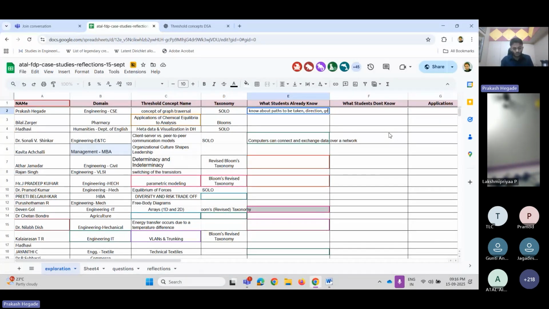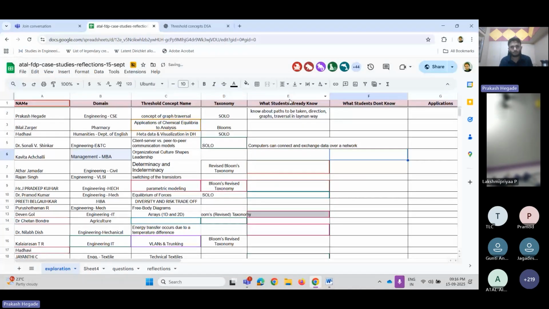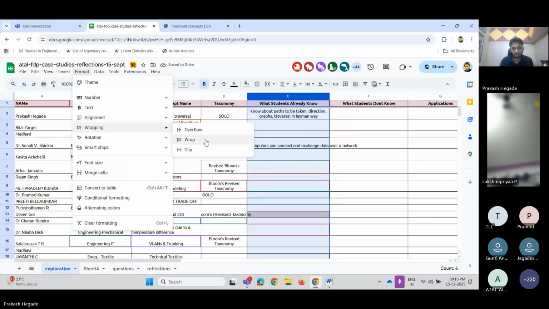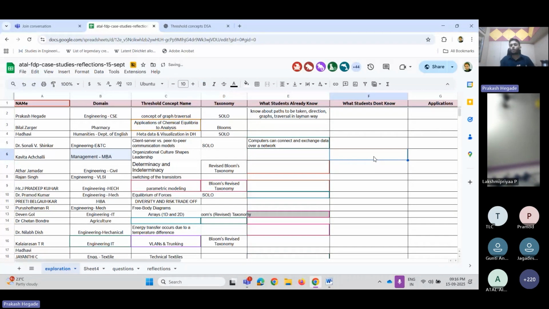Now my students also know, I'm now putting technical things, they know about graphs. What else do they know about? They know about traversal in a layman way. That's what I have written here. Okay, yes. So let me quickly format it. So slowly go ahead and write.